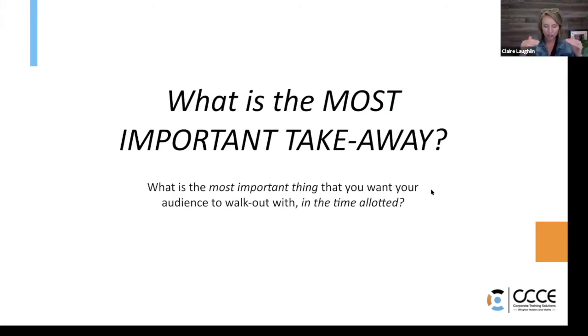And so the most important takeaway is important on a lot of levels. One, it keeps you focused so that you can say, everything in my class has to support this. Everything in my class has to support this one thing. If it doesn't support my most important takeaway, I either shift my most important takeaway or I take it out of the class. So it becomes the thing that helps you make decisions about what gets cut and what stays.